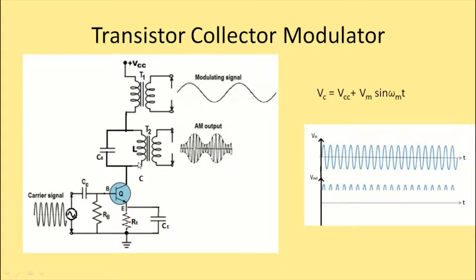So having this basic introduction about the circuit, now let us see how the transistor collector modulator circuit will work. Now let me consider an initial condition wherein the modulating signal is not applied.